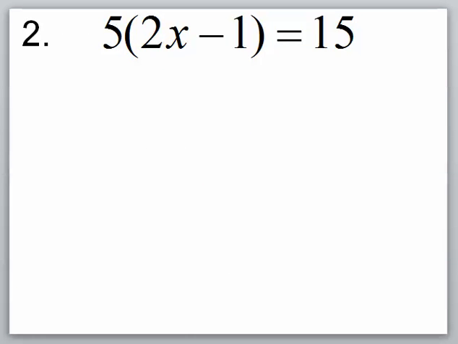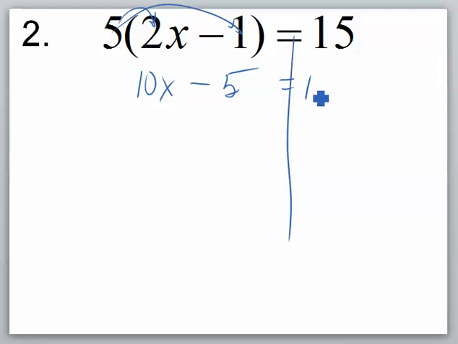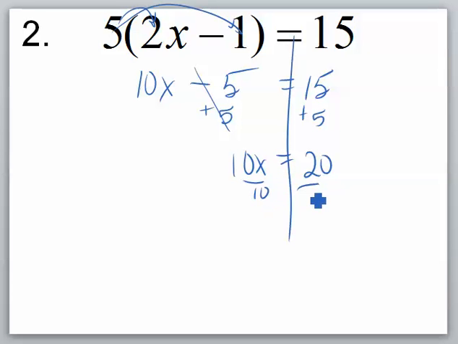Number 2, see another set of parentheses, so we'll distribute that 5 through. 5 times 2 is 10x, and 5 times 1 is 5. We'll get the x by itself by undoing this subtraction, so we'll add 5 to both sides. That creates the 0. And 10x equals 20. And then we'll divide by 10 on both sides to get the x by itself, which gives me a 2.